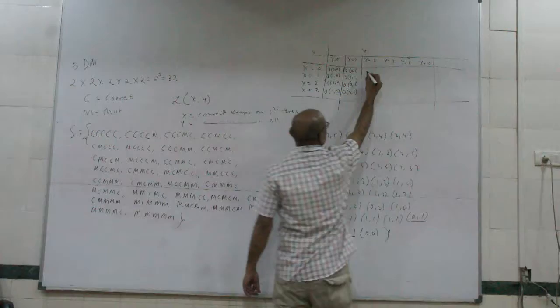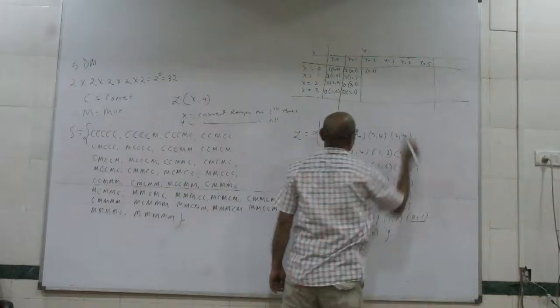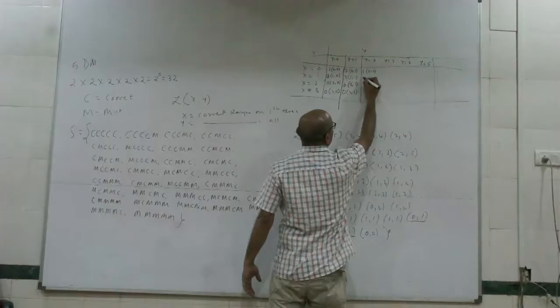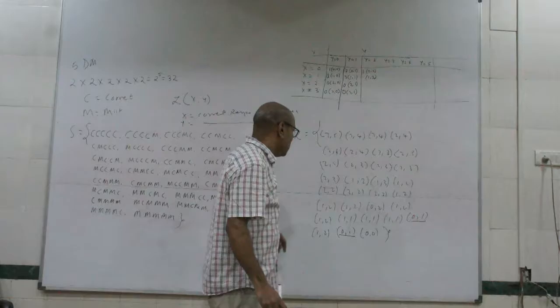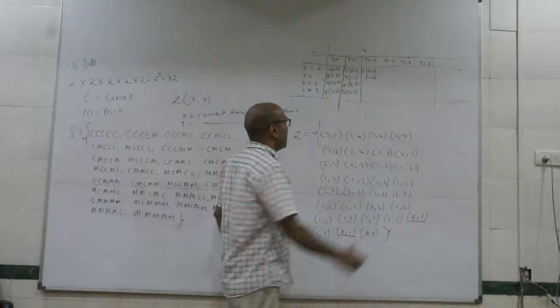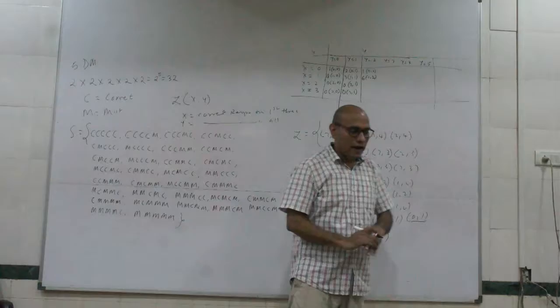Now look at this. X takes a value 0, y takes a value 2. Here it has happened. Is it happening anywhere else? No. So it has happened once. Now, x takes a value 1, y takes a value 2. Where all has it happened? 1, 2, 3, 4, 5 and 6. 6 times it has happened that y has taken a value 2 and x has taken a value 1.